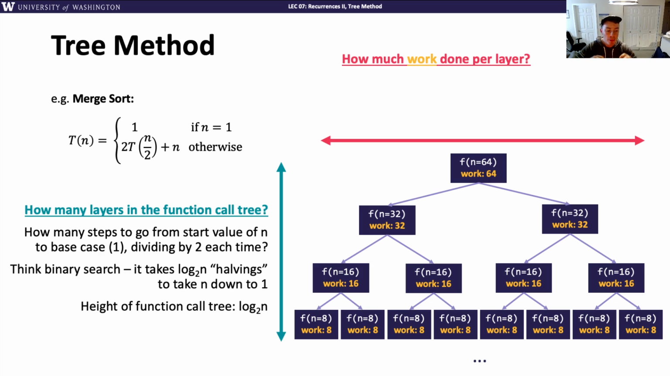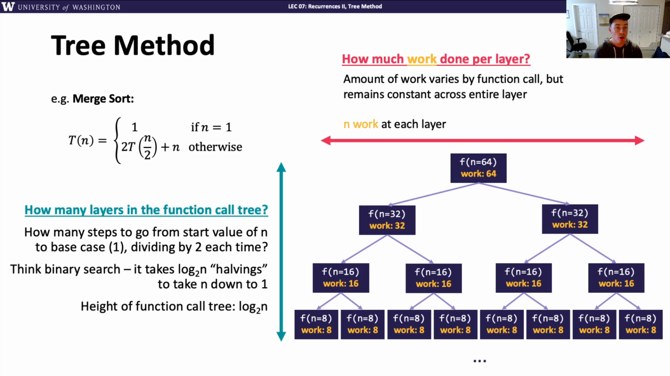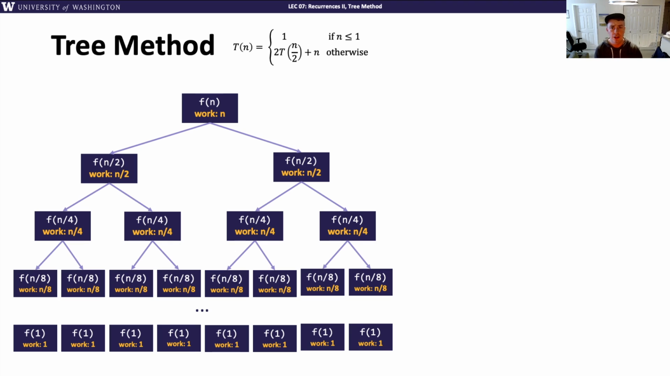We're going to ask how much work is done in total across the whole level. And we'll see here that the amount of work will vary by function call, right? Each one's doing a slightly different amount of work depending on the level of the tree. But across each layer, it's going to end up being the same amount of work total, right? And so in this example, we have n work at each layer. And this will be a little bit clearer when I actually walk through these calculations.